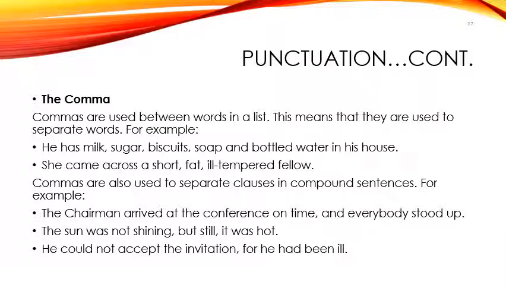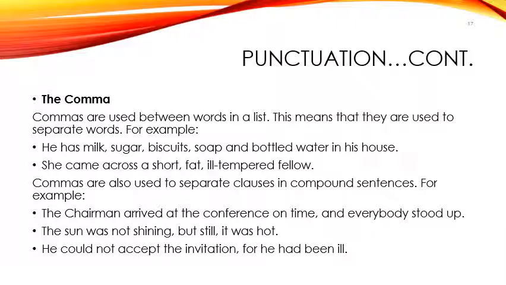The first one to be listed is called a comma. A comma is used to express a short pause and is used between words. That is, it separates words in a sentence. For example, he has milk, sugar, biscuits, soup, and bottled water in his house. Can we see the comma is used to what? To separate between words or items. She came across a short, fat, ill-tempered fellow. Can we see? A comma used to separate between the adjectives.